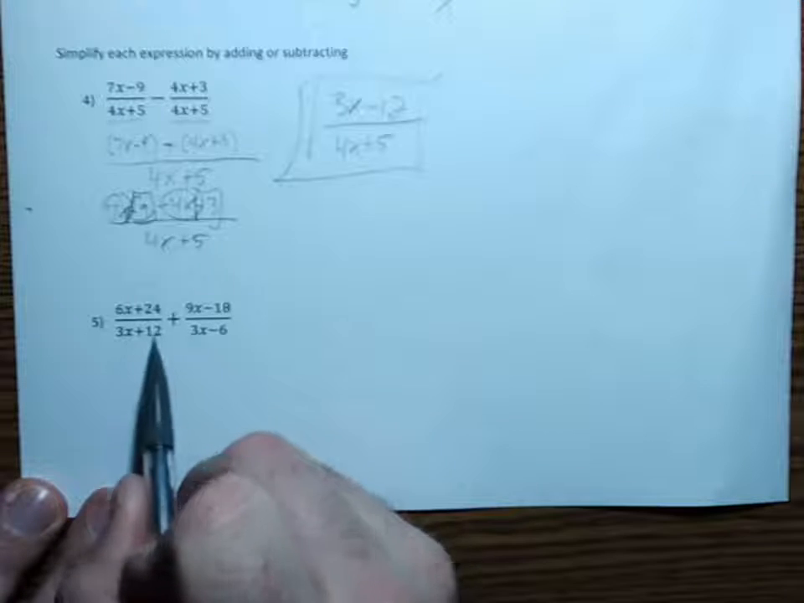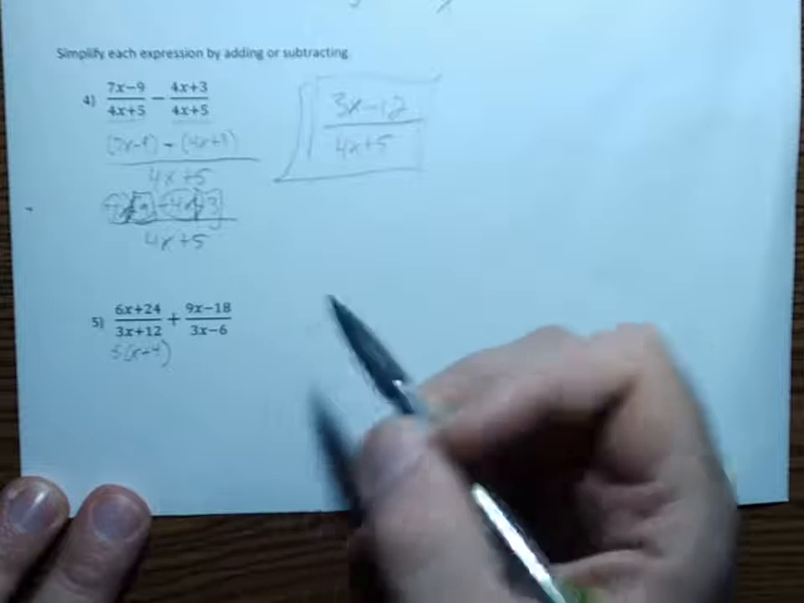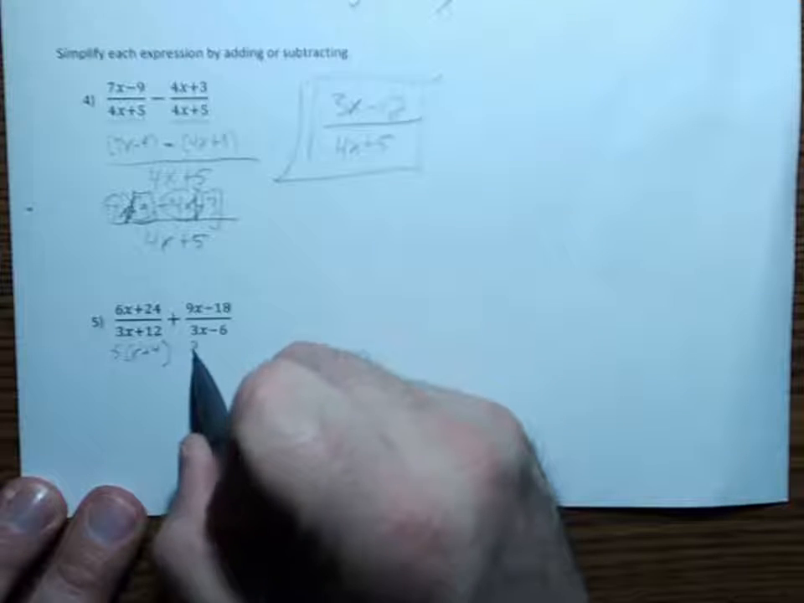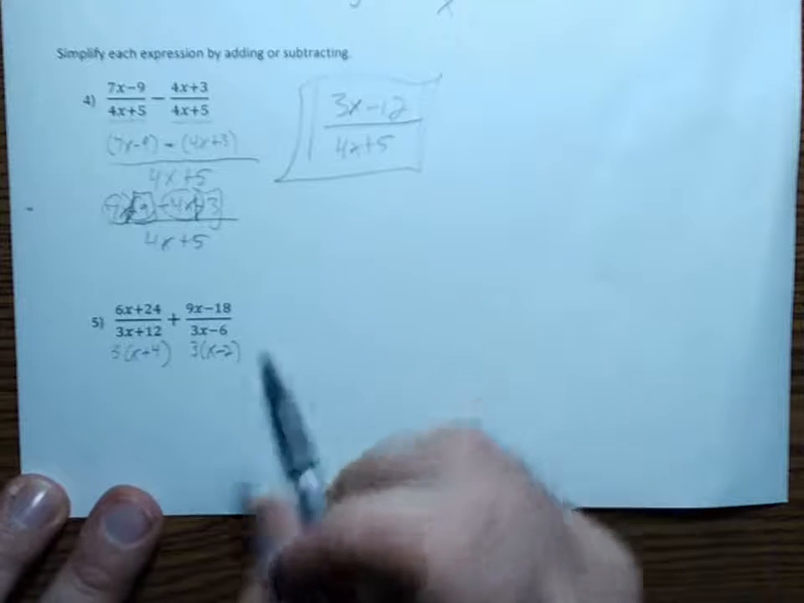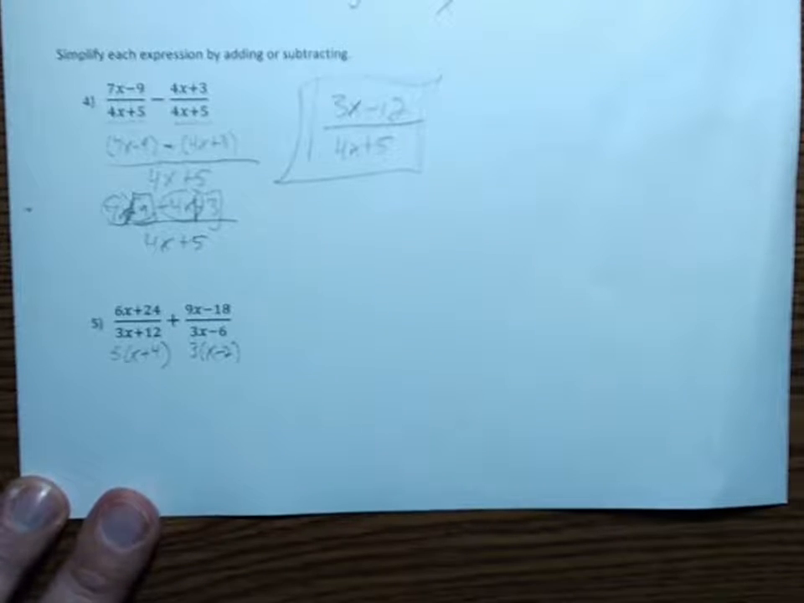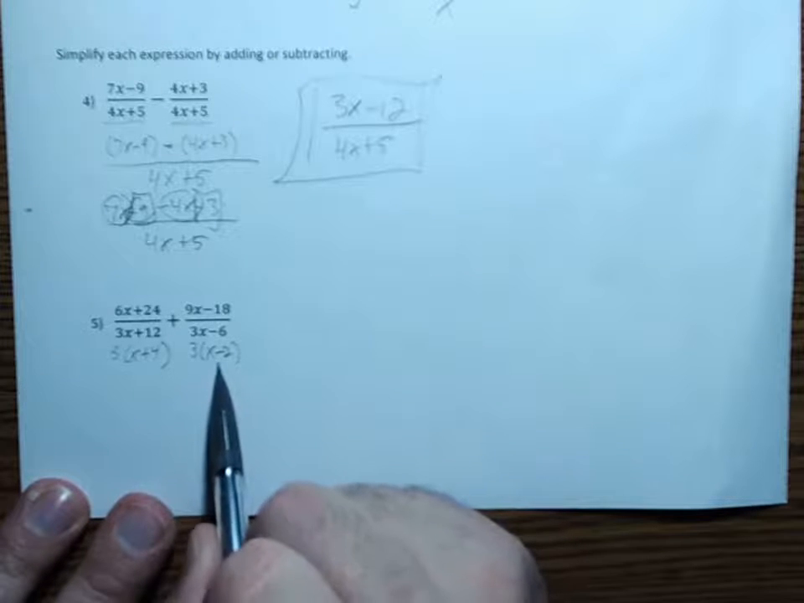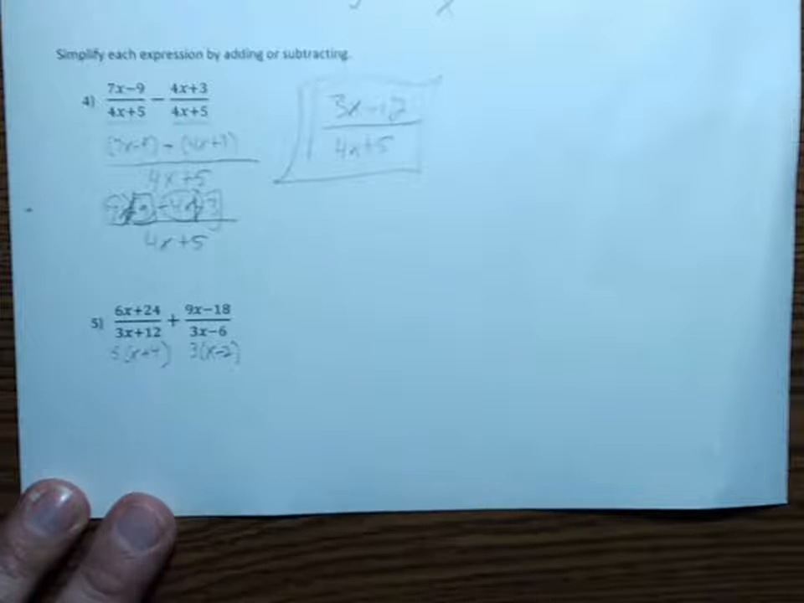So I noticed that I can factor a 3 out here. And that leaves me with x plus 4 inside the parentheses. And I can factor a 3 out here as well. And that leaves me with x minus 2 in the parentheses. Now where we go from here kind of depends on what you see. I certainly see that in the parentheses, those are different. But I got a 3 on the outside here, which is okay.